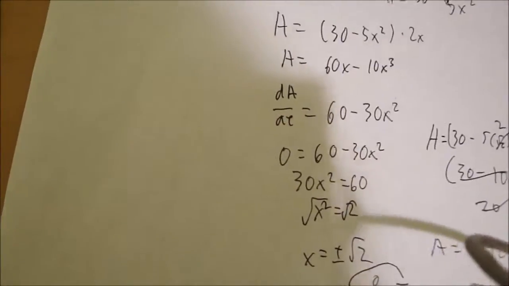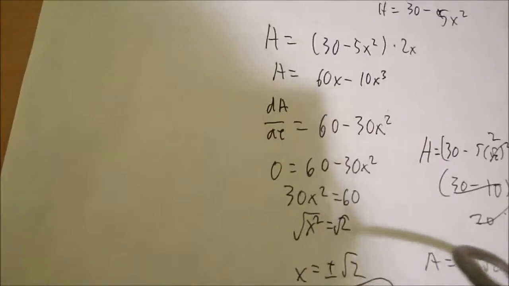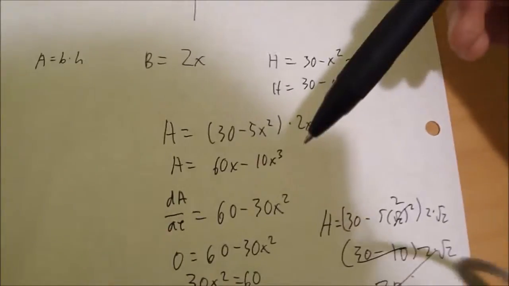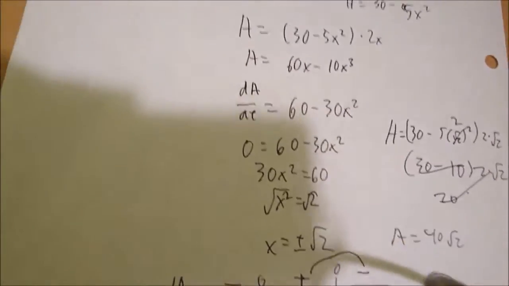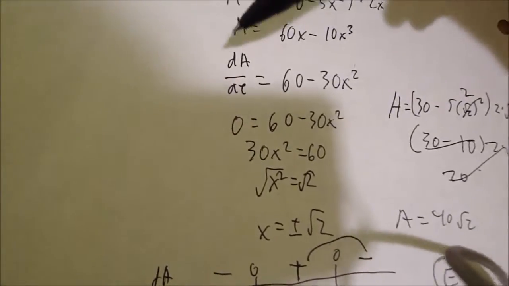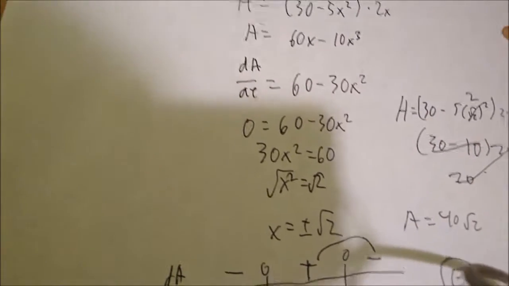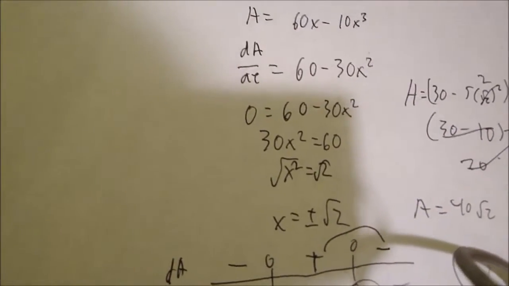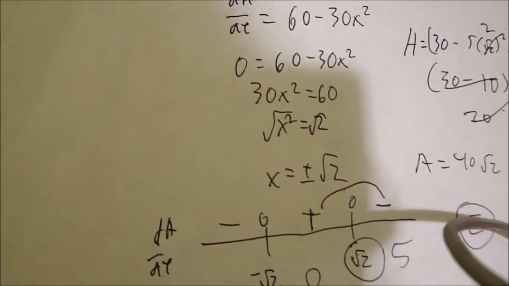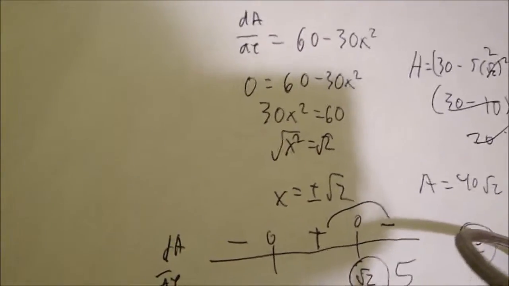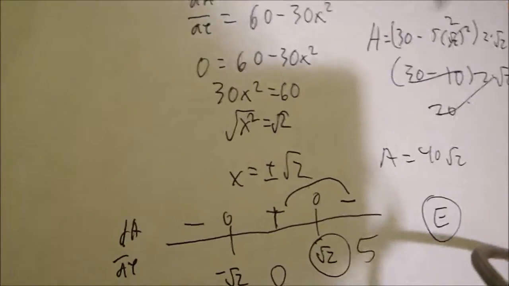So then you have to take the derivative so you can find the max. So you get dA/dx equals 60 minus 30x squared. And then you have to set that equal to 0 to find the critical points. So that is 0 equals 60 minus 30x squared. So then you have 30x squared equals 60, divide both sides by 30, you get x squared equals 2, take the square root of both sides, you get x equals plus or minus the square root of 2.